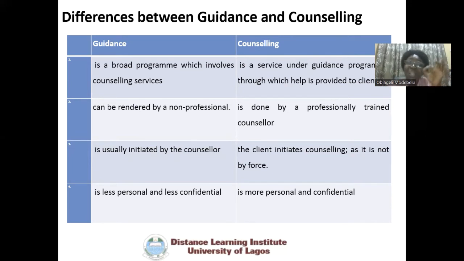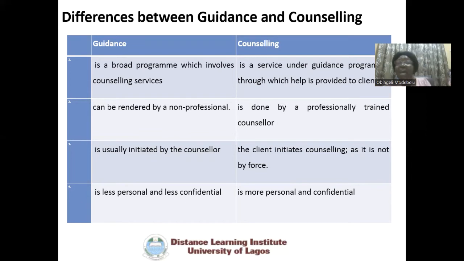However, counseling is initiated by the client. It is the client that will voluntarily tell you that he needs your help. Even when people refer clients to you, or when you identify a client by yourself, the client may opt out. The client may say, I don't want. And you cannot force a client to take counseling.